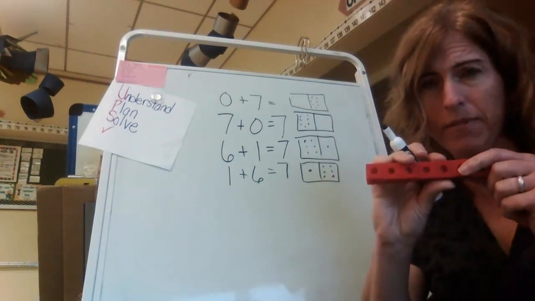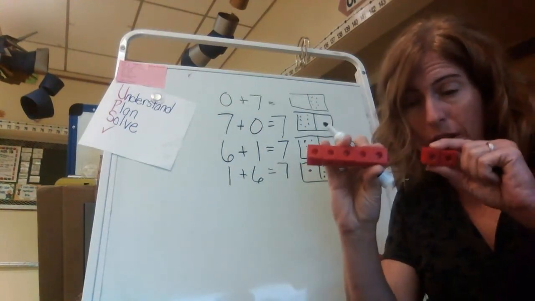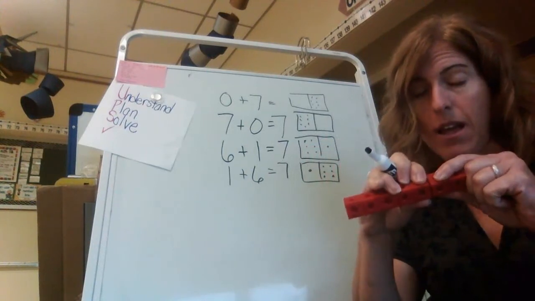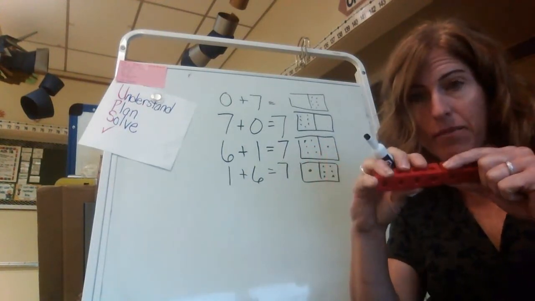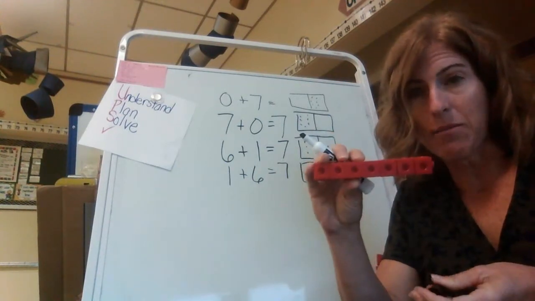Now there's lots more, right? I can take off 2 and figure out how much I have to make 7. I can take off 3 and figure out how much I have to make 7. So that's the domino activity.